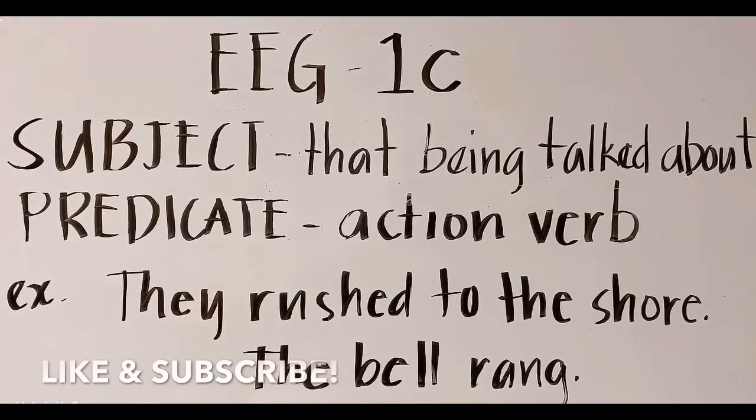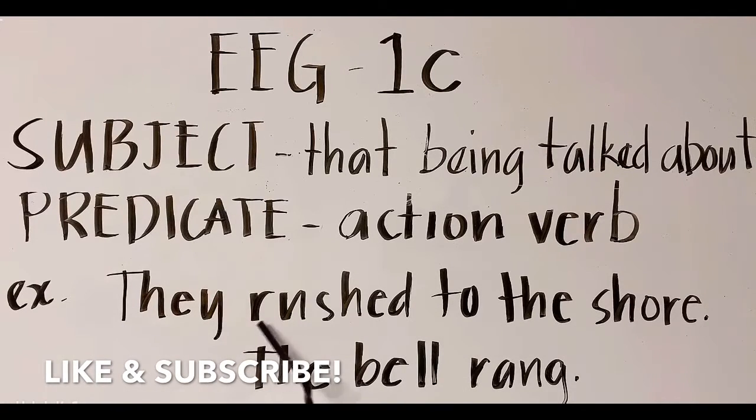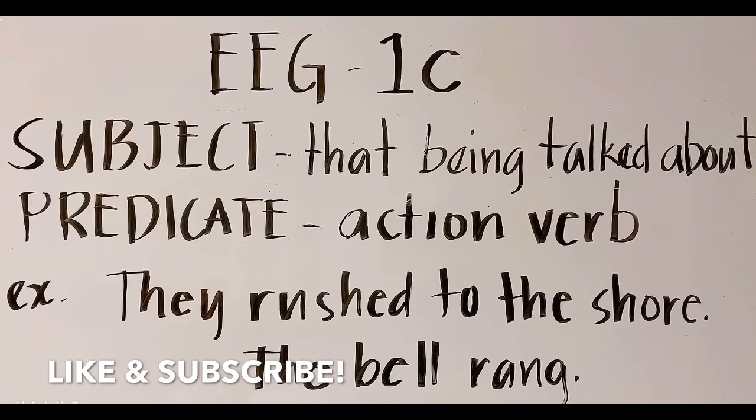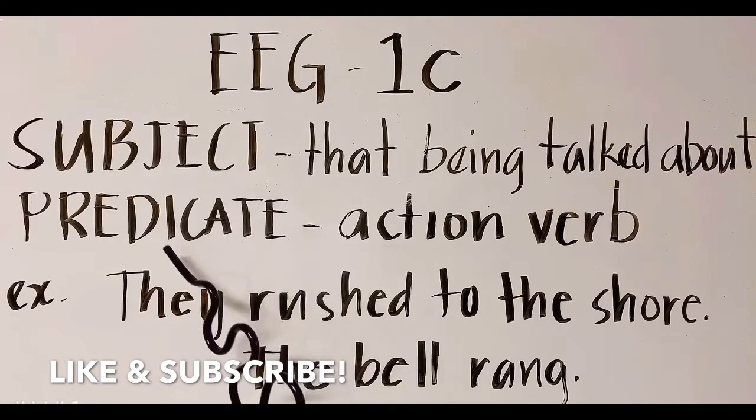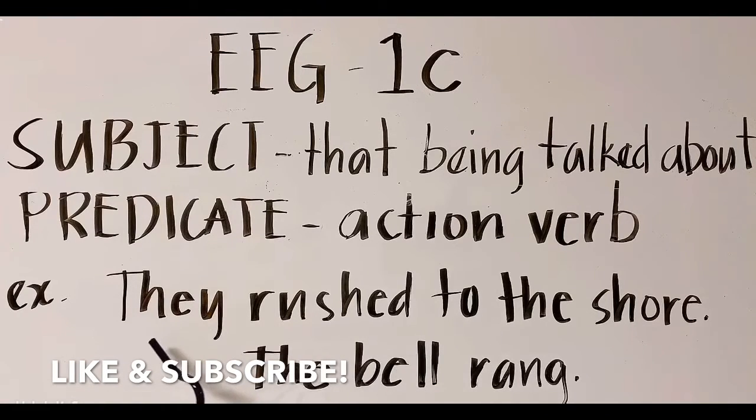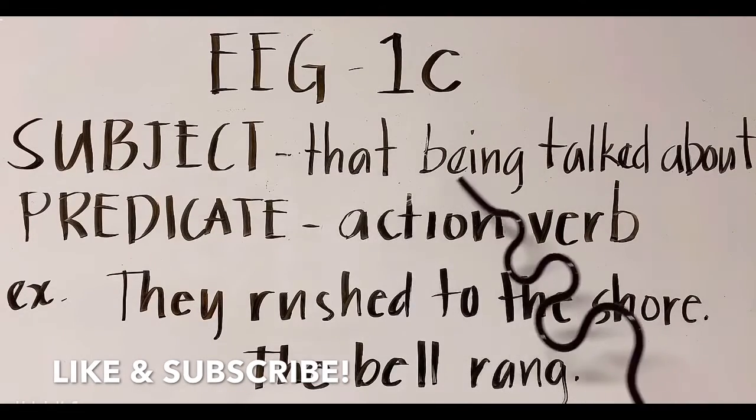Let's have other examples of sentences. Let's read the first one: They rushed to the shore. Again, they rushed to the shore. Next one: The bell rang. Again, the bell rang. So they are simple sentences. Now going back to the subject and the predicate, let's go to the first sentence. What is the subject here in the sentence? That being talked about.